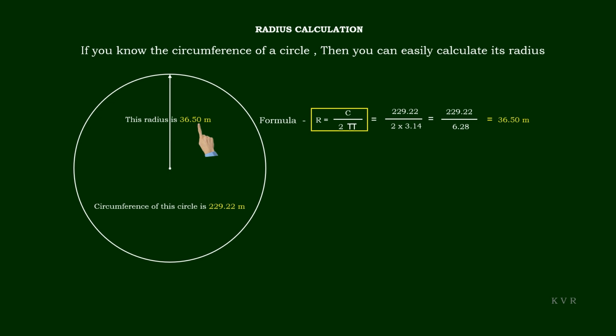This radius is 36.50 meter. 36.50 meter is the marking distance radius of 400 meter standard track.